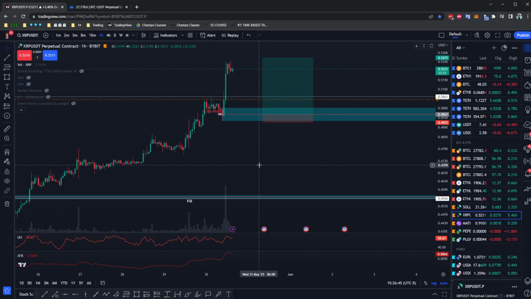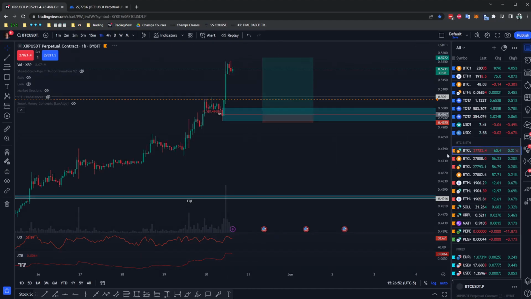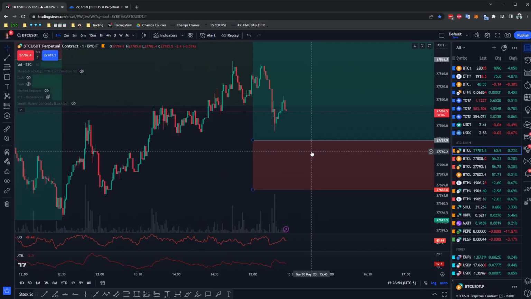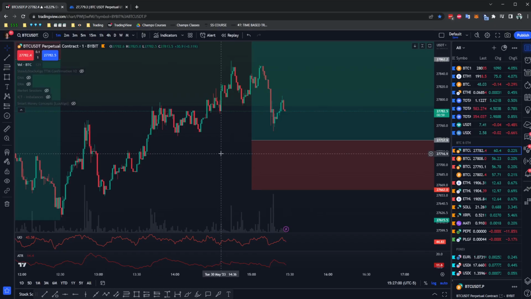What about BOS, break of structure? What do you mean? Right now the Bitcoin 1 minute did a perfect example. Okay, I'll look at that. Yeah, it looks pretty nice actually. So what are we looking at?